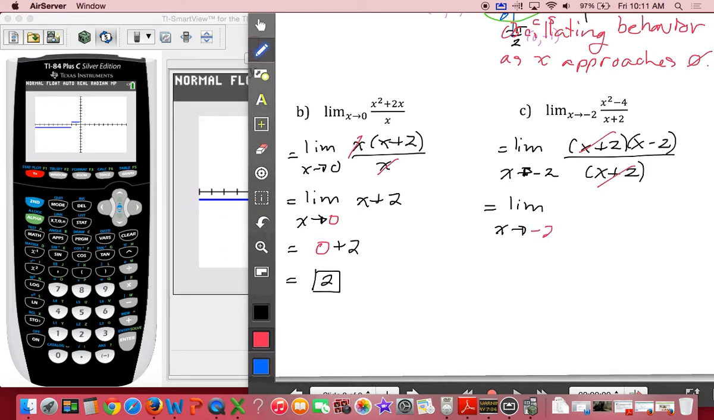When you get values, I want you to share those with people around you. So share your limits with those around you. Talk about them. Put the equations in your calculator and check to see the limit that you came up with. Does that appear to be correct on the graph?